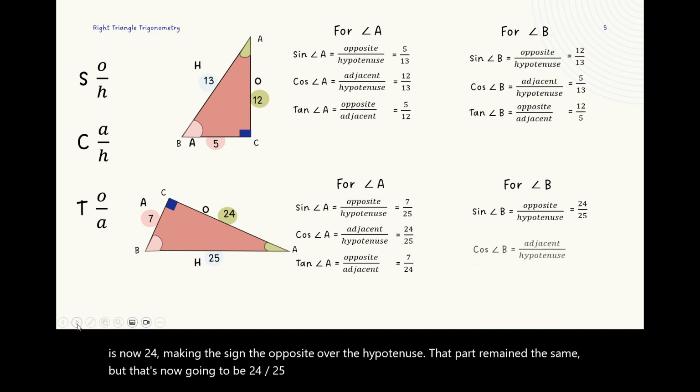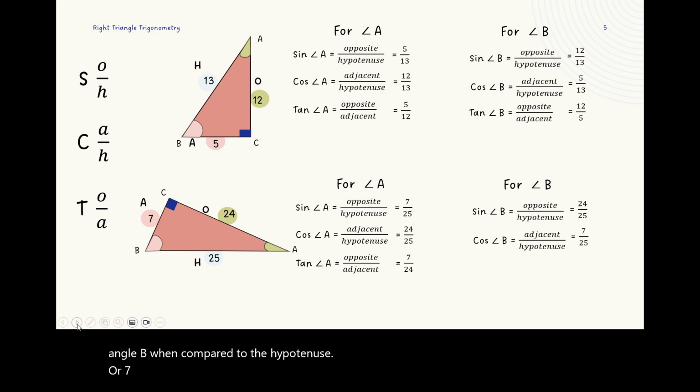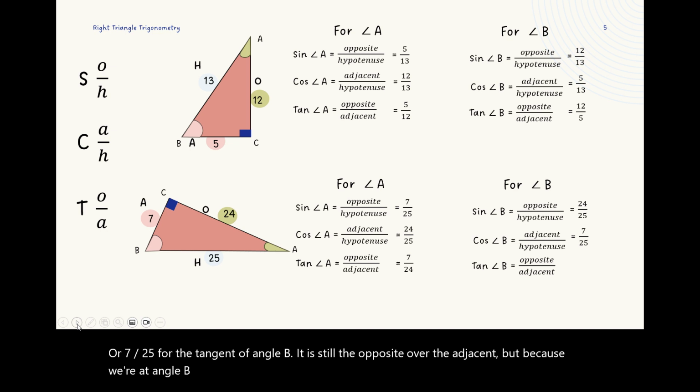For the cosine of angle B, we have the side adjacent to angle B when compared to the hypotenuse, or 7 over 25. For the tangent of angle B, it is still the opposite over the adjacent, but because we're at angle B, the view has changed, and the side opposite is 24, and the side adjacent is 7.